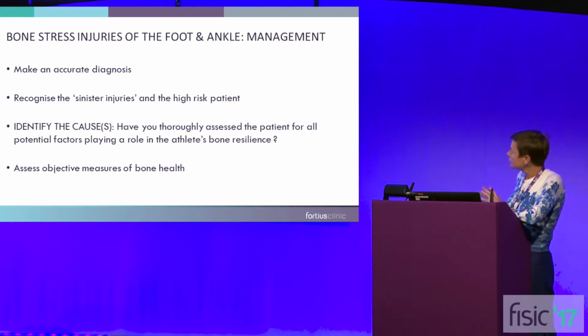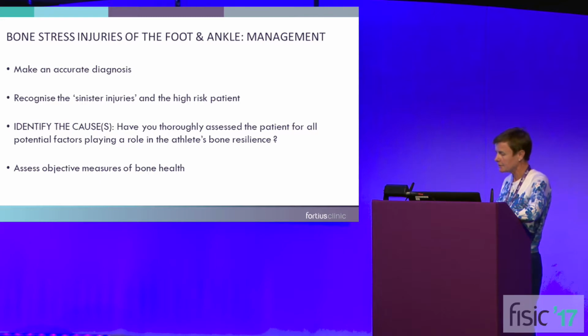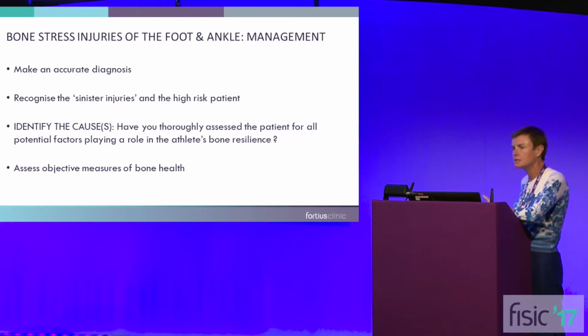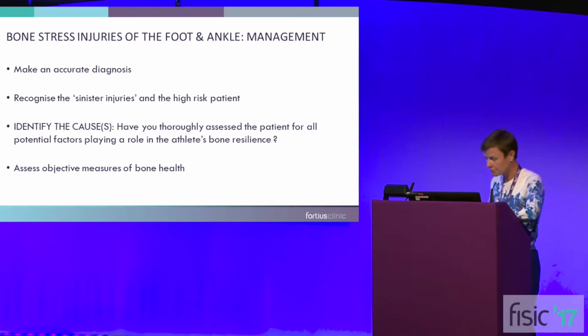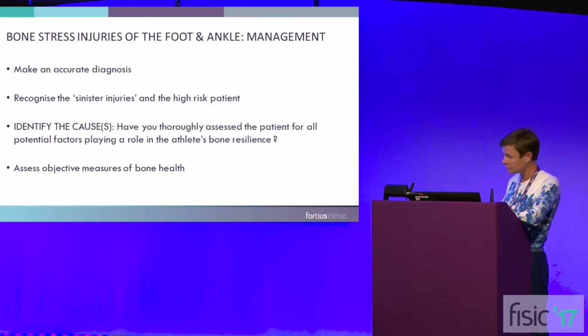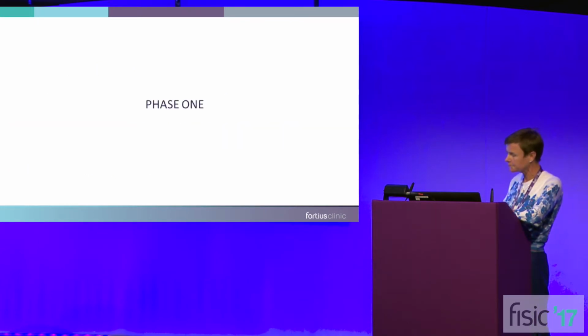But in general, we start with making an accurate diagnosis. We recognize the sinister injuries and the high-risk patients. And we have to identify the causes, as I've already discussed and the others have discussed, really thorough assessment of any individual presenting with a bone stress injury. Have you addressed the whole bigger picture of the athlete's bone resilience? And assess objective measures of bone health, as Monica and Richard have already commented on.